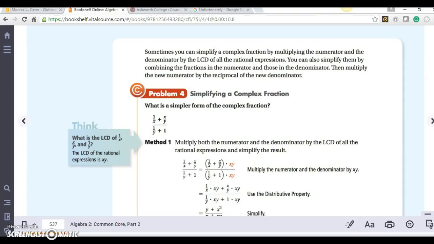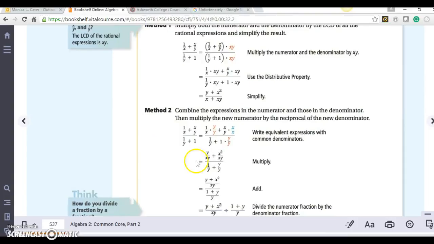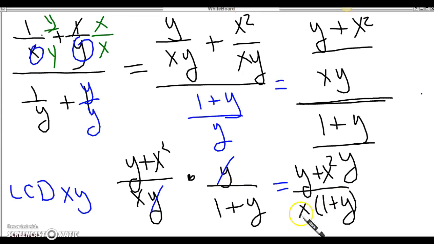And let's see. I do believe this is what they got as well. They got y plus x squared and then x times xy, which is the same thing if I multiply this. So that would be x times xy. So now let's look at the got it.